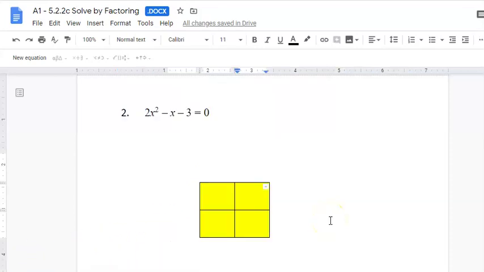The second quadratic equation is 2x squared minus x minus 3 is equal to 0. We're going to place our squared term, 2x squared, in the top left corner of this box.